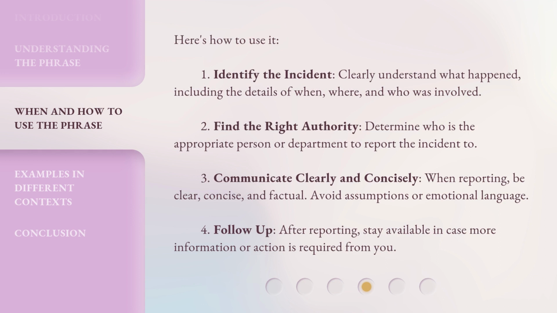Here's how to use it. 1. Identify the incident. Clearly understand what happened, including the details of when, where, and who was involved. 2. Find the right authority. Determine who is the appropriate person or department to report the incident to. 3. Communicate clearly and concisely. When reporting, be clear, concise, and factual. Avoid assumptions or emotional language. 4. Follow up. After reporting, stay available in case more information or action is required from you.